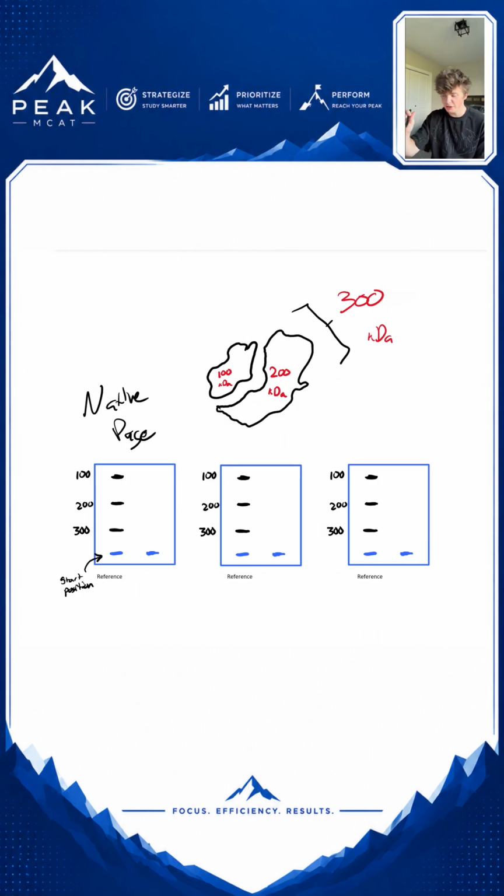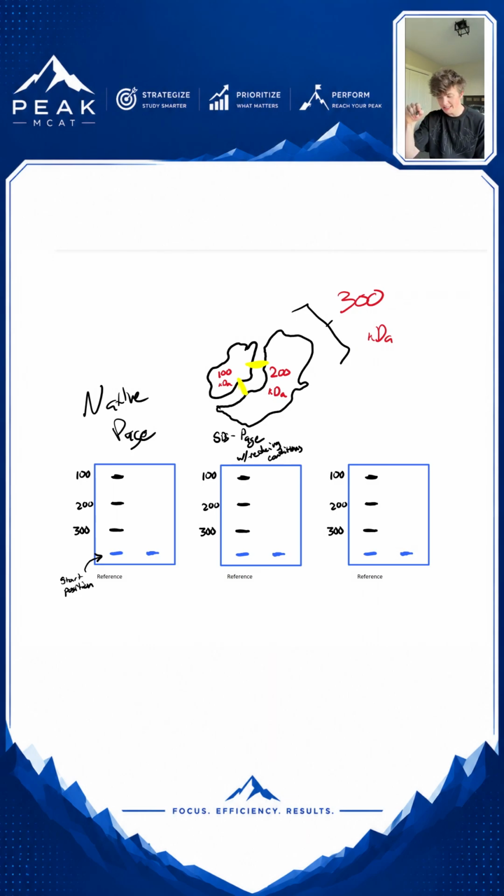Now the next kind of gel electrophoresis you have to know is SDS PAGE under reducing conditions. So reducing conditions means that this protein will be reduced, meaning that disulfide bonds will be broken in the protein. So let's say this dimer, in this case, isn't just held together by hydrogen bonding, for example, it's actually held by disulfide bonds.